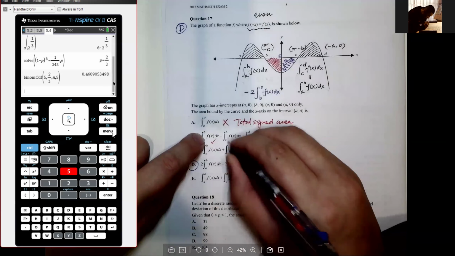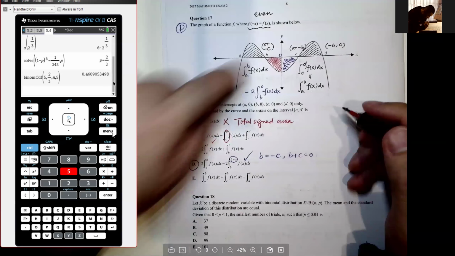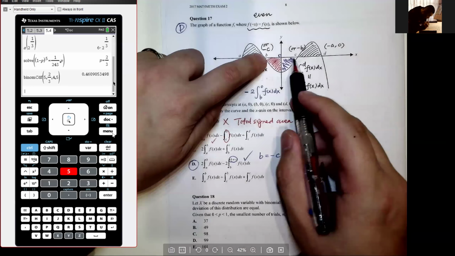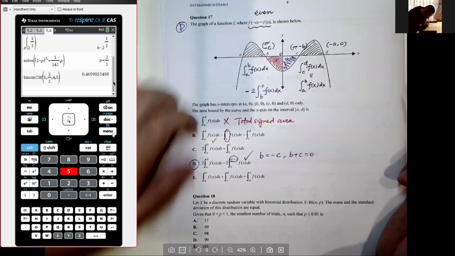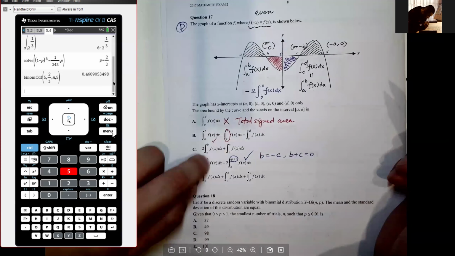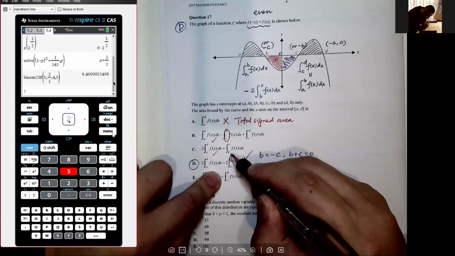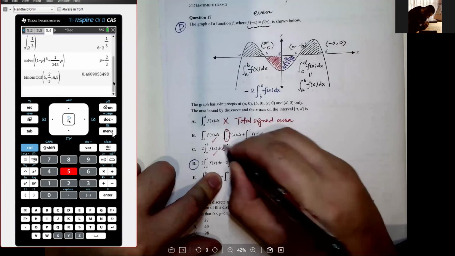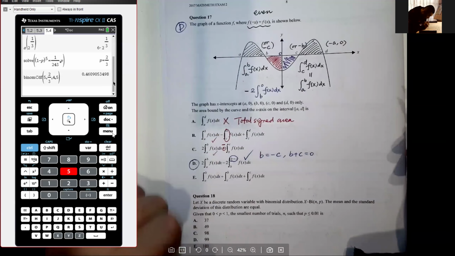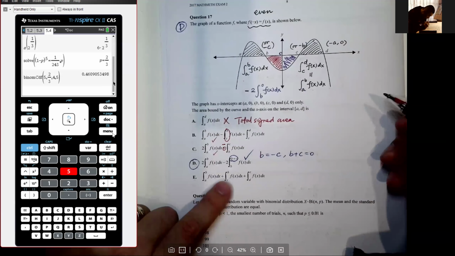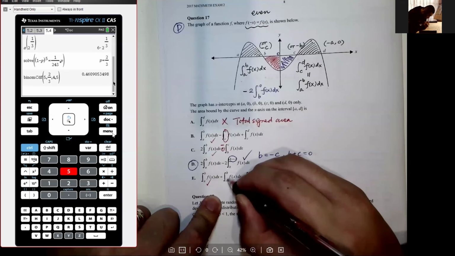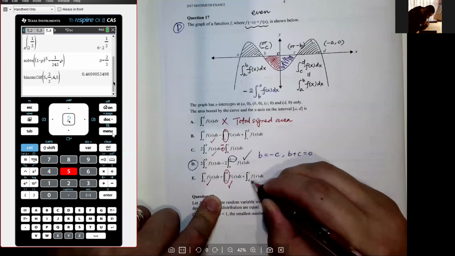Minus c to b, the order is wrong. If you already flipped the order, then you don't have to put a negative here. So that's why this option is no good. And a to b twice, yep, that's fine. But if you look at b to c, this one's supposed to have a negative there to really get the actual magnitude of the area. And the last one, c to b, a to b is fine. C to b flipped, okay. But then d to c.